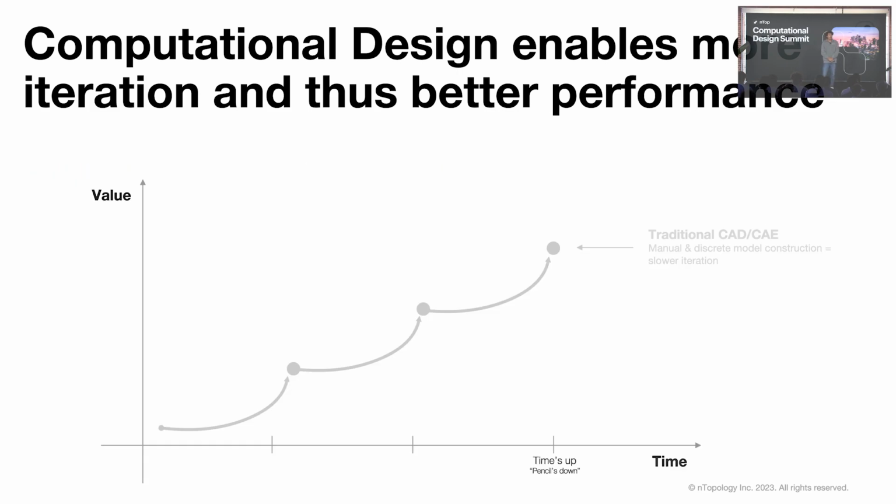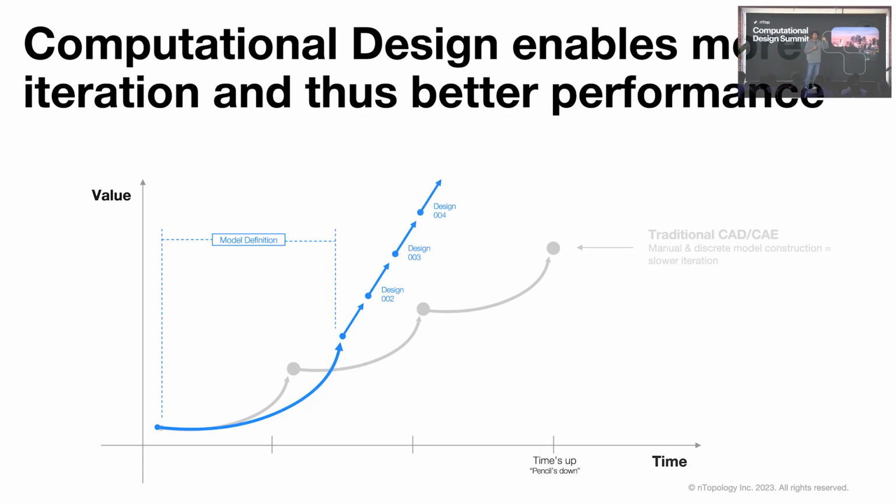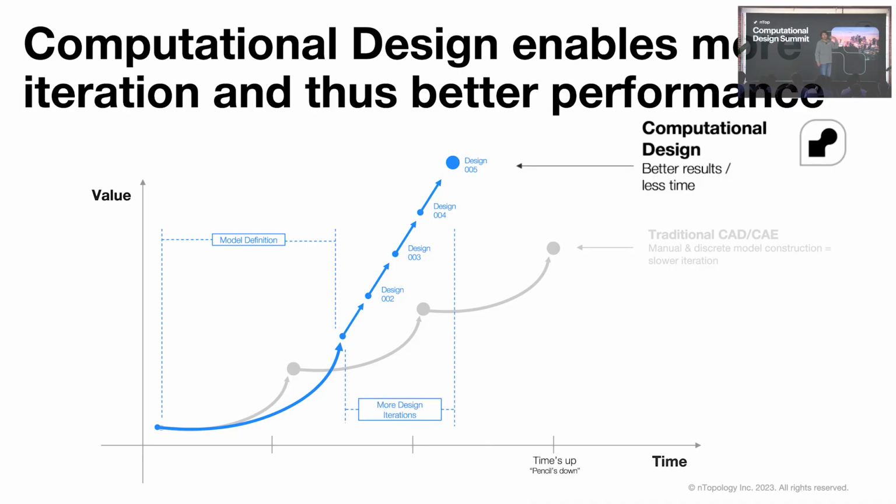But the point here is that the building phase of a model might take a little bit longer than manually drawing that component, assuming you can manually draw it. But once that model is built, you can rapid fire iterate through that design, learning each iteration to get to a better design point. And so computational design enables faster iteration, but ultimately, it's about designing better products and better parts.